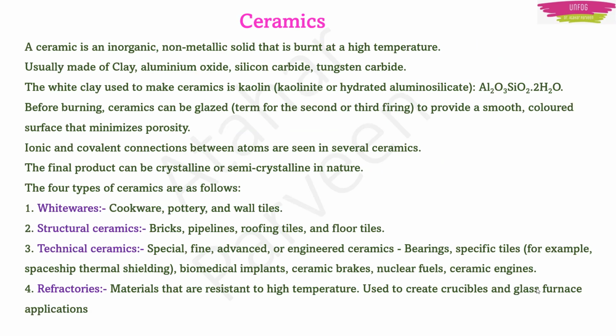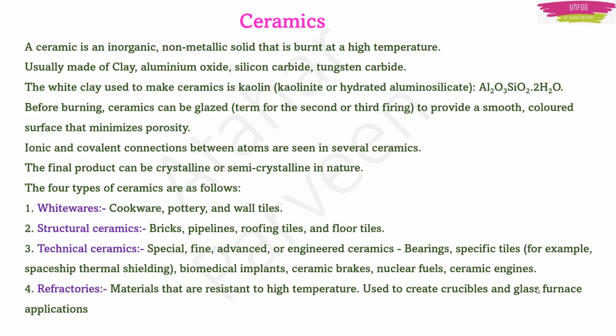Now a similar item like glass, but it is not glass, is known as ceramics. This ceramic is usually made of clay, aluminium oxide, silicon carbide and tungsten carbide. This clay, or this white clay which is used to make ceramics, is known as kaolin. That kaolin includes kaolinite or hydrated aluminosilicate. This is the formula for that hydrated aluminosilicate: Al2O3.SiO2.2H2O.